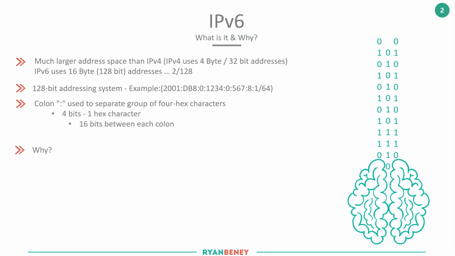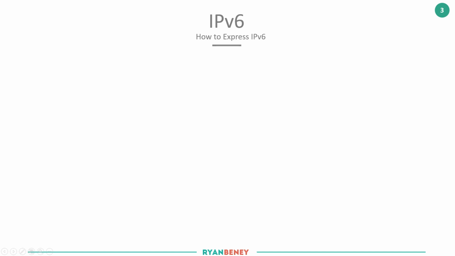So we know why it's needed. We know why it's kind of been delayed because of protocols that were created like NAT, and we understand how it's visually different to IPv4. Again, I can't stress this enough, but make sure you remember the key things of why it's different and how it's different. So, how to express IPv6.